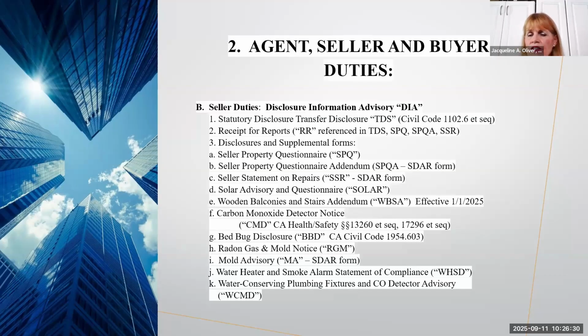It has Health and Safety Code 13260 and also 17296, and then all the little parts that go with it, the .1, the .2, etc. So they have this carbon monoxide detector. I can remember a time when they didn't have this.